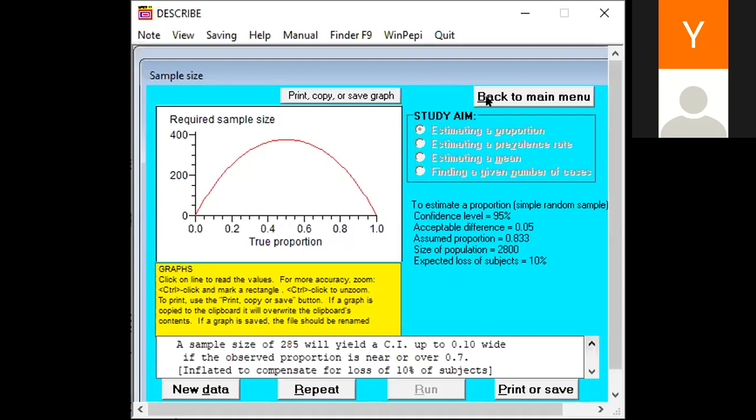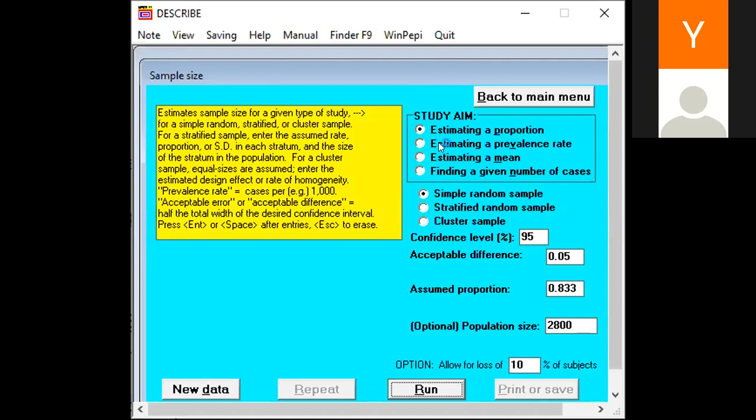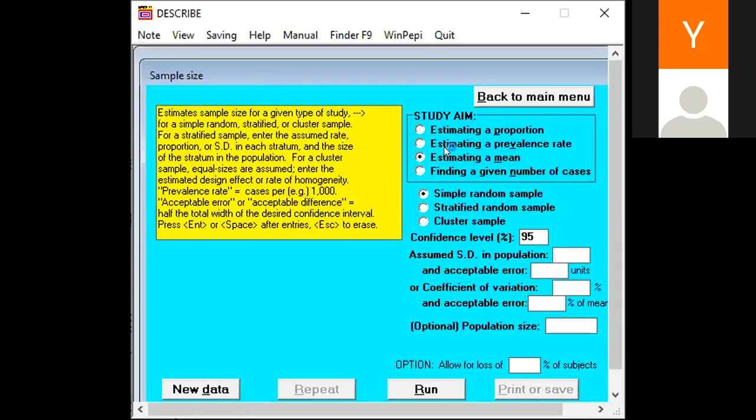Now, let's assume that instead of proportion, it's the mean. In that case, I don't have a scenario for that yet. Let's say the standard deviation, you are studying weight, and the standard deviation is 10 kilograms.